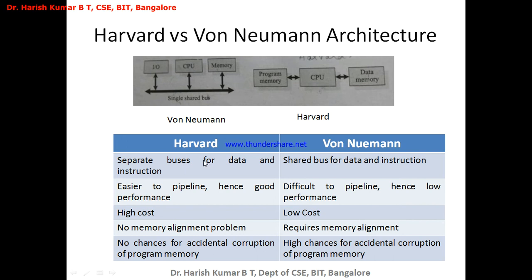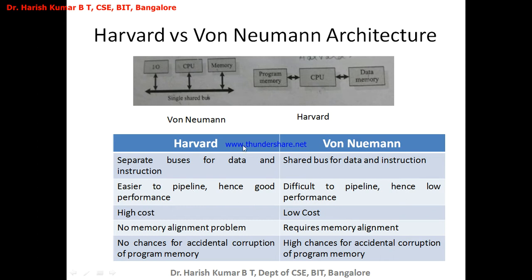Now, separate buses are used for data and instruction in Harvard architecture, and separate data memory and separate program memory. When it comes to the Von Neumann architecture, there is a shared bus for instruction and data. I have both instruction and data stored in this memory, and this is the common path for both instruction and data. Now, easier to pipeline: this Harvard architecture is easier to pipeline, hence the good performance. This Von Neumann architecture is difficult to pipeline and has lower performance.